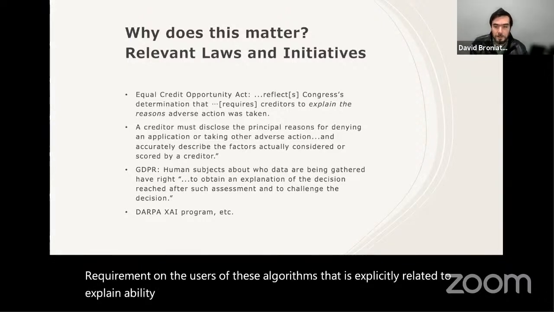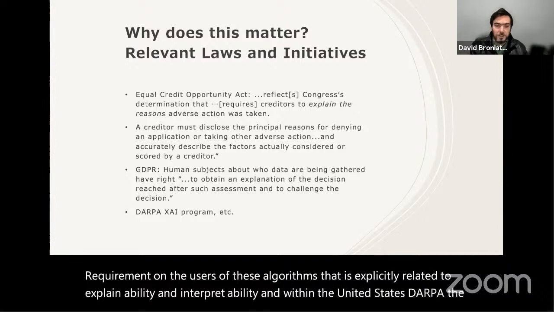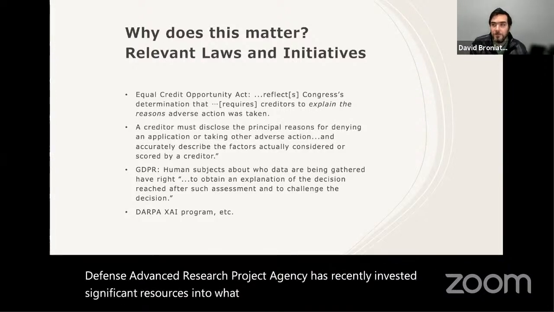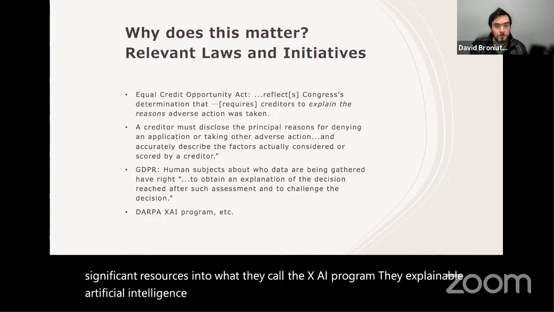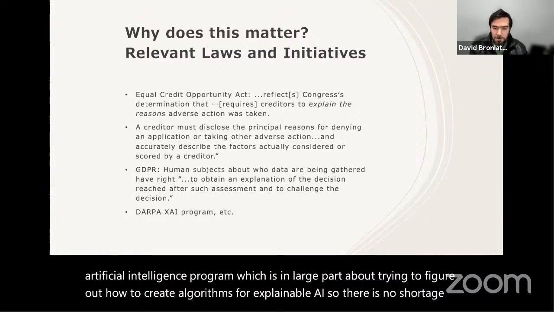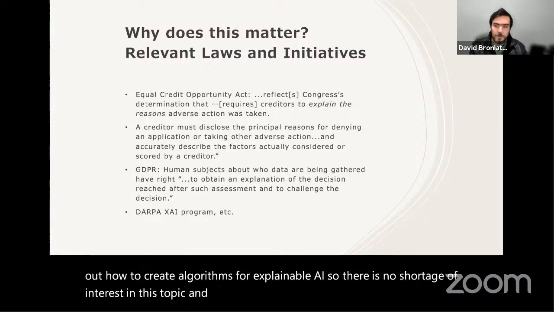And within the United States, DARPA, the Defense Advanced Research Projects Agency, has recently invested significant resources into what they call the XAI program, the Explainable Artificial Intelligence program, which is in large part about trying to figure out how to create algorithms for explainable AI. So there is no shortage of interest in this topic, and it has clear real-world consequences.